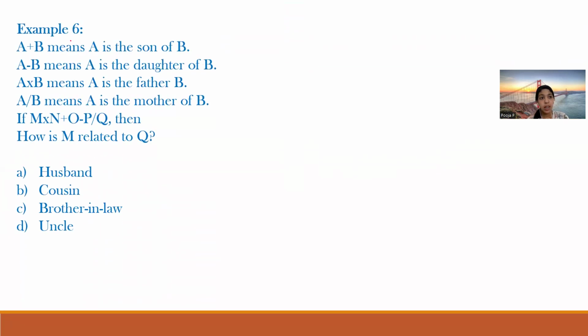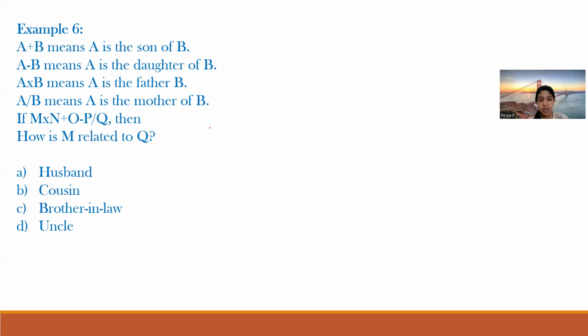A plus B means A is the son of B. A minus B means A is the daughter of B. A cross B means A is the father of B. A divided by B, A is the mother of B. Okay. M into N plus O minus P by Q. How is M related to Q?